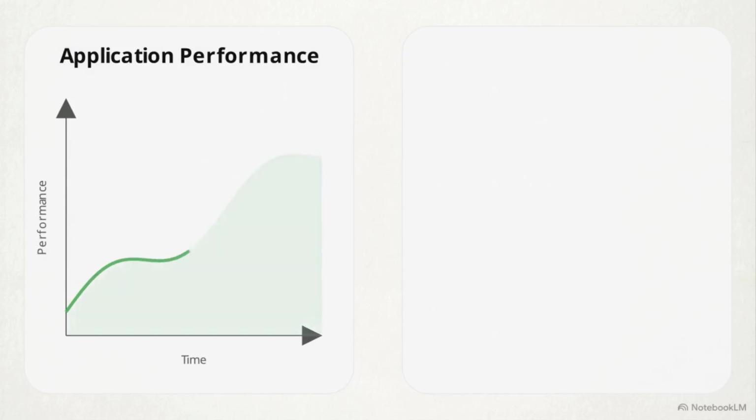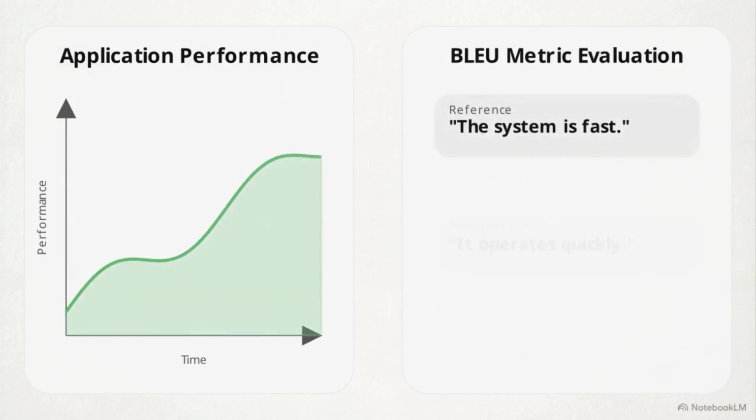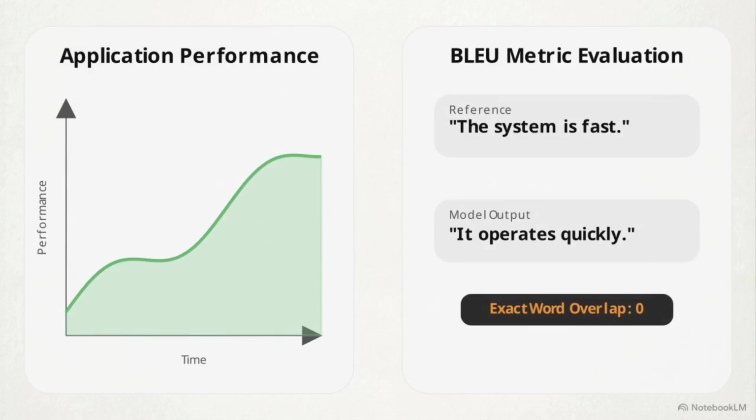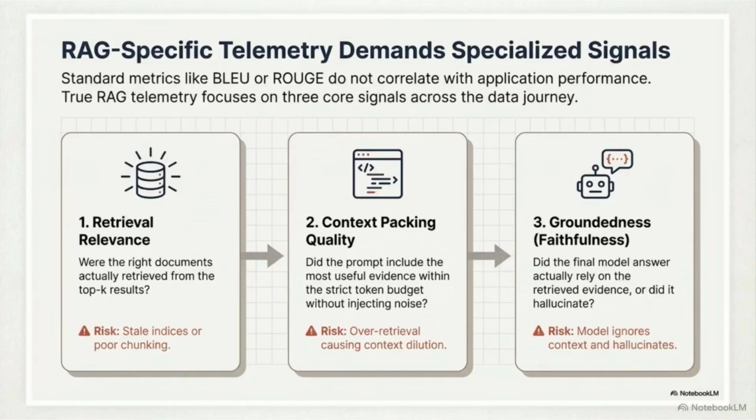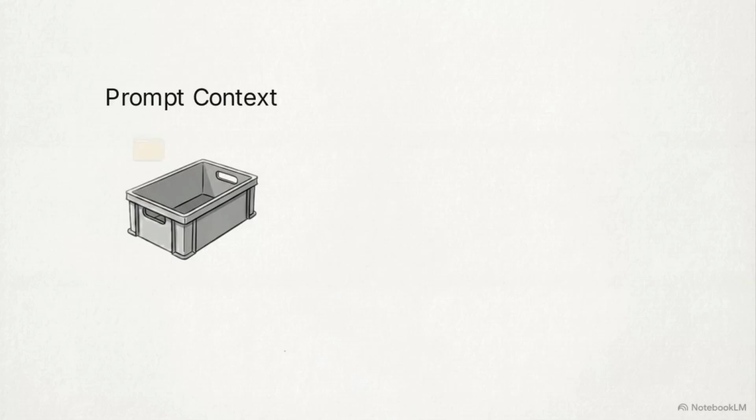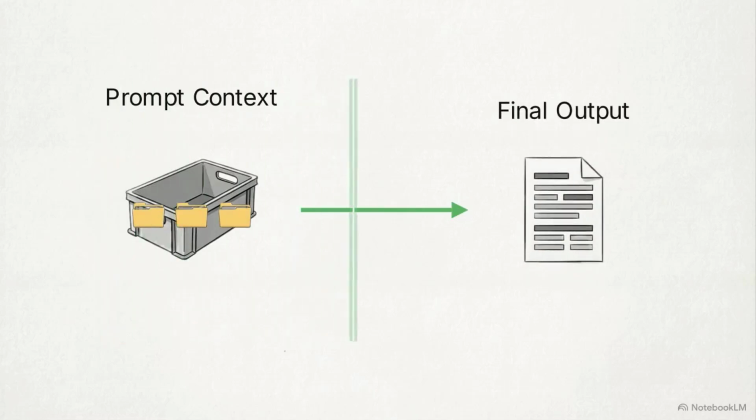Monitoring RAG pipelines requires evaluation metrics that correlate with actual application performance. For example, BLEU, an old metric that measures exact word overlap between machine translation and human reference, is useless for evaluating open-ended generative AI. This diagram maps out the three specialized signals required to prevent hallucinations. First, we check retrieval relevance to ensure the right documents were found. Second, we verify context packing, making sure the prompt includes the best evidence. Finally, we measure groundedness, confirming the final model output actually relied on that retrieved evidence.